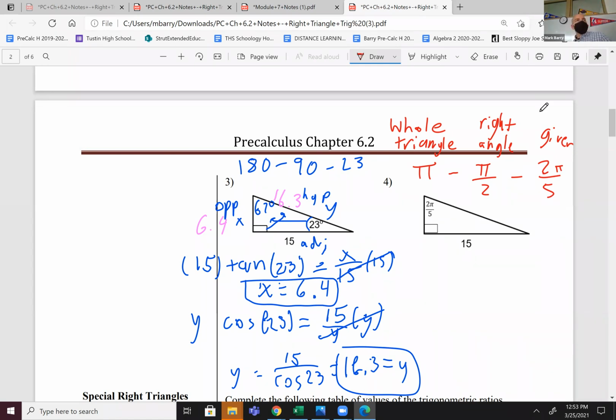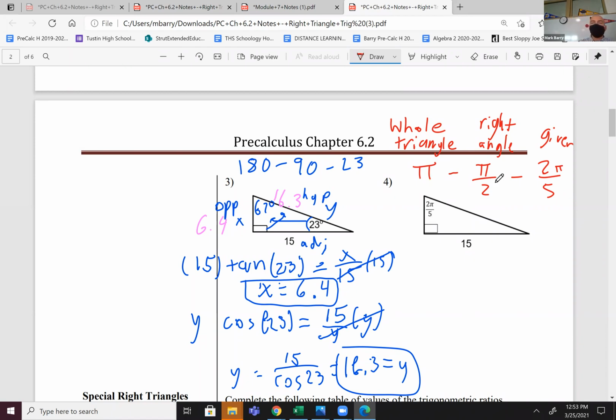So when you're doing this on problems in the future on a right triangle, the first two are always going to be the same. The whole triangle will always be pi, and if it's a right triangle, you'll always have a pi over 2 there. And then this 2 pi over 5 is going to be different from problem to problem based on whatever angle they put there, okay?